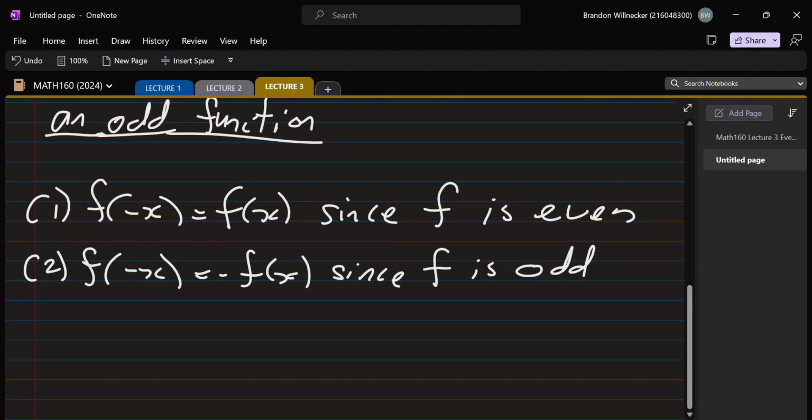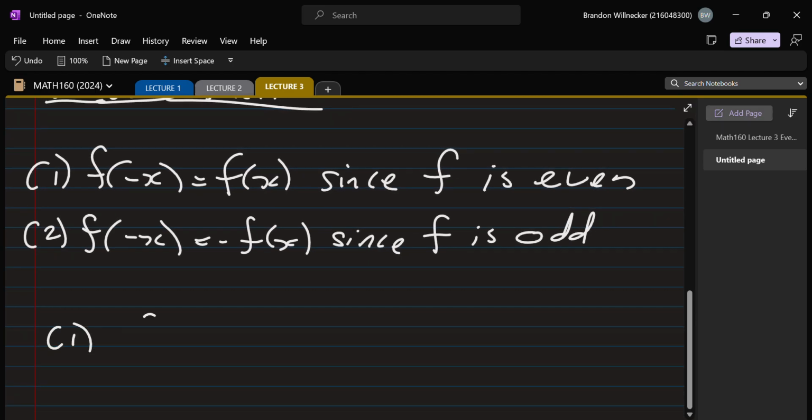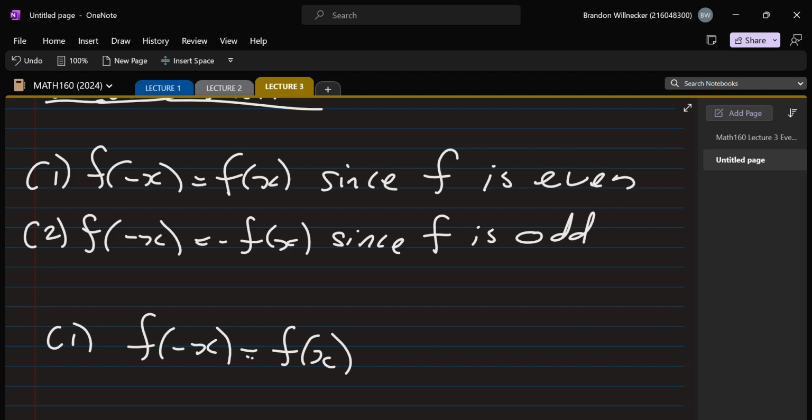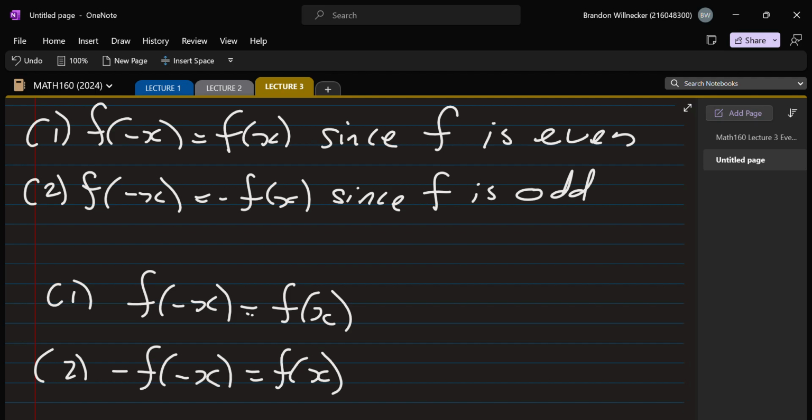Okay, now I'm going to rewrite them, but for equation 2 I'm going to do a little bit of manipulation. You'll see why now. So equation 1 I'm going to leave as is. Equation 2, I'm going to take the minus sign over to the other side. Okay, the statement's still true. I just put the minus on the other side.